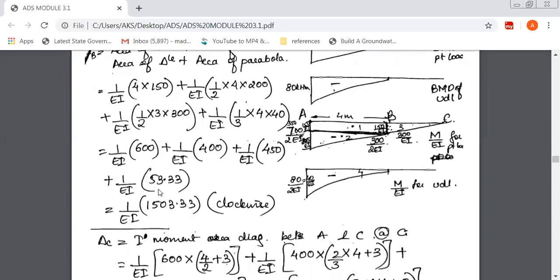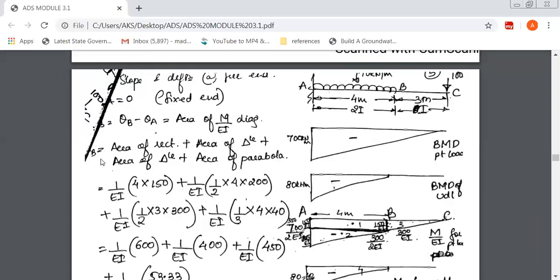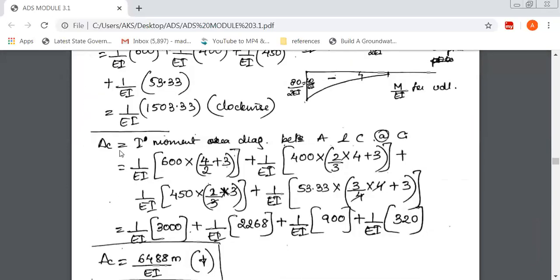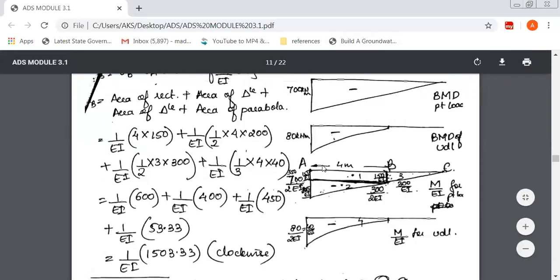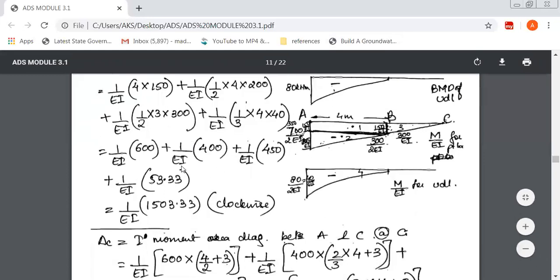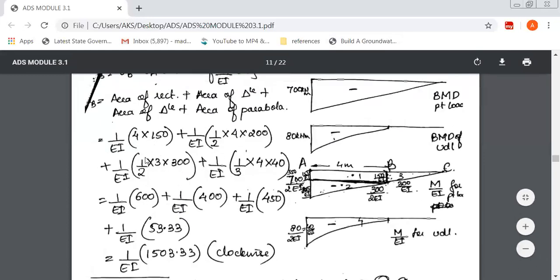Okay, so once you find out this theta B, next is you have to find delta C. Again, see, finding delta C is also simple because it is nothing but area into CG distance. Area into CG distance. Next, third, area of a triangle into CG distance. Finally, area of a parabola into CG distance. Now, having that, we have already found out the area here. You can see here 600. When I multiply this, this is the area. We have already found out this area. Next quantity, third quantity, and fourth quantity.